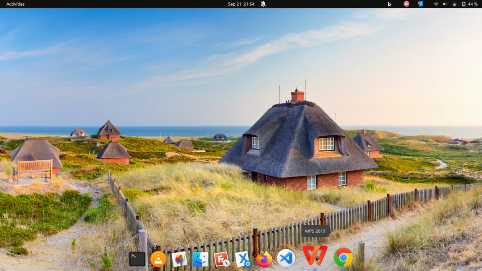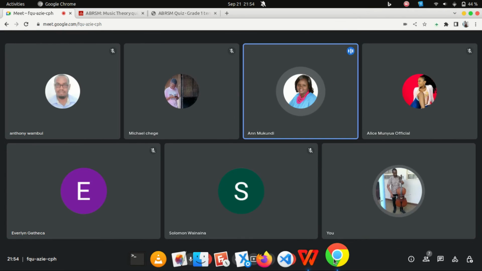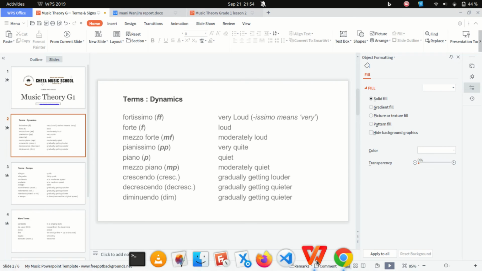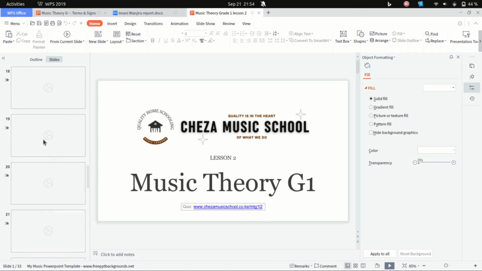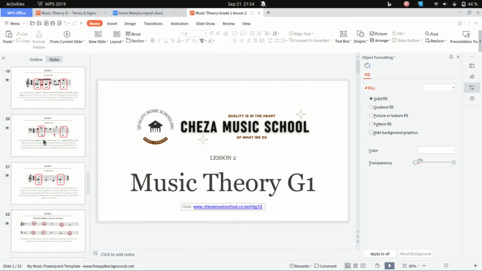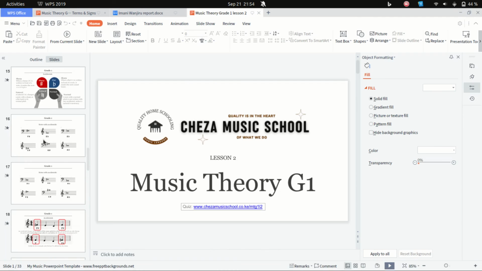How are they affecting the notes? Okay, how will the first sharp affect the third sharp or the third accidental? Let me see that slide. The accidentals.